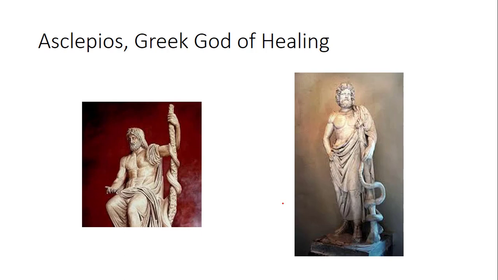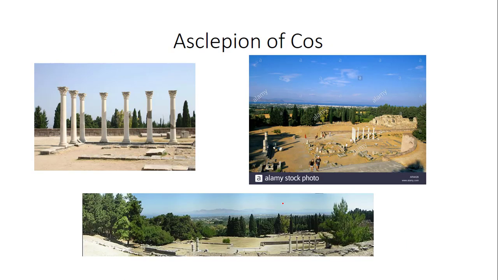But anyway, like I said, there were a number of temples established to worship Asclepios, and these were referred to as an Asclepion. And like I said, there were several important healing centers established throughout Greece. Arguably, one of the most important of them was established on the island of Kos, which is just off the Ionian coast. So here are some images of the Asclepion of Kos.